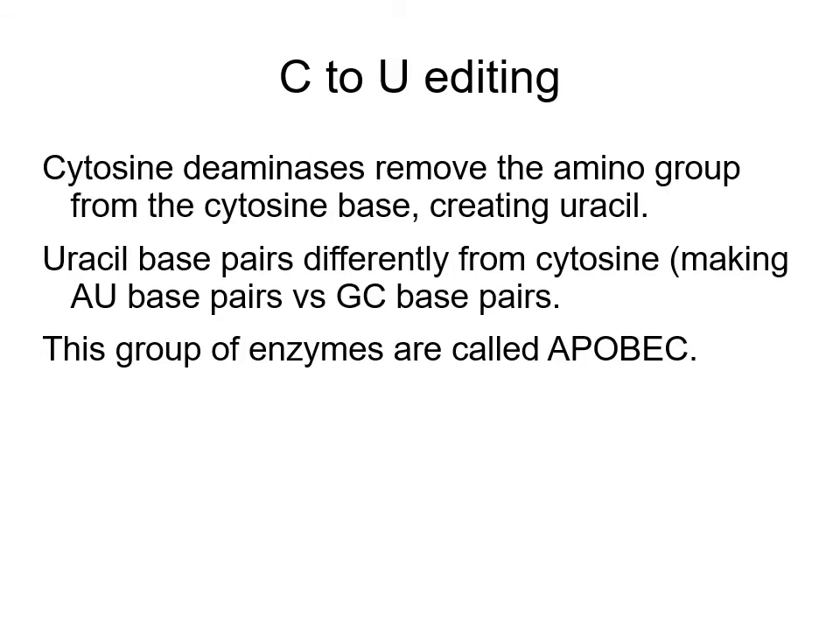Okay, so the second type of editing we're going to only talk a little bit about, which is C-to-U editing. It's the same idea. We have cytosine deaminases, and what they do is they remove the amino group from the cytosine, which creates uracil. And of course, uracil base pairs differently from cytosine. It will base pair like a U with an A, not the original G. So enzymes that catalyze these reactions are called APOBEC, and there's a whole family of them for us.